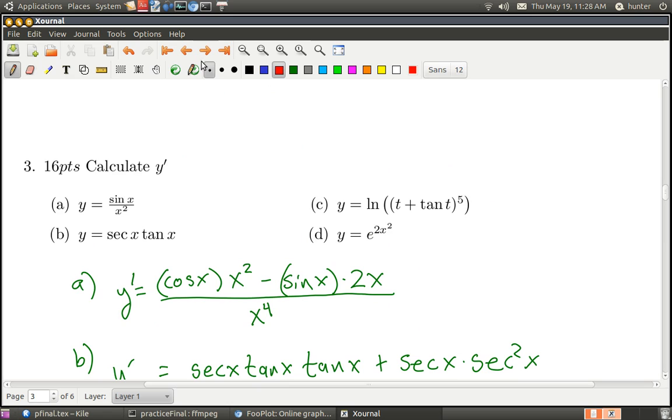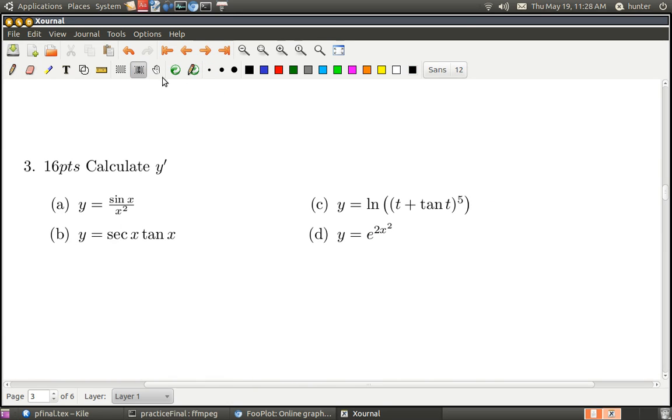And let's go on and do D, and now I'm going to just push the stuff down. And okay, right? So what is y prime? Well, e to the stuff just stays around, and by the chain rule, the derivative of the stuff upstairs has got to come out. So what is that? That's just 4x. And done. Okay, very easy problem.